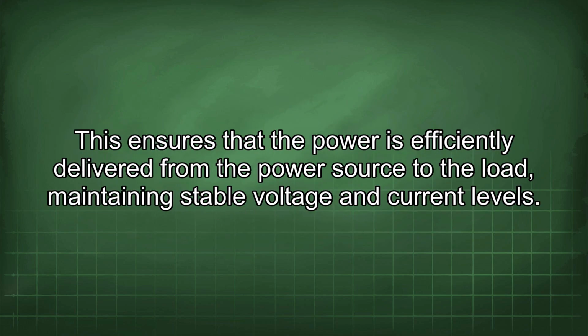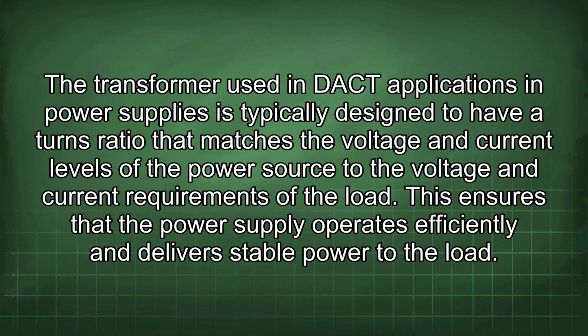This ensures that the power is efficiently delivered from the power source to the load, maintaining stable voltage and current levels. The transformer used in DACT applications in power supplies is typically designed to have a turns ratio that matches the voltage and current levels of the power source to the voltage and current requirements of the load. This ensures that the power supply operates efficiently and delivers stable power to the load.